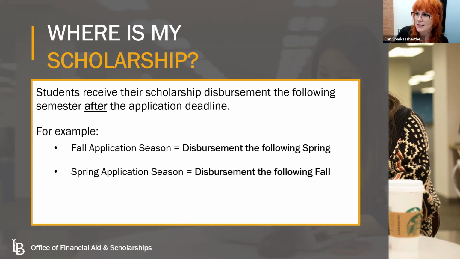And then there's some cheat here. So fall application season disperses the next semester, which is spring. Spring application season disbursement is the following fall. You'll notice that there's nothing here for summer or winter. We do not have scholarships for summer or winter through scholarships at this time. Go ahead and click next.